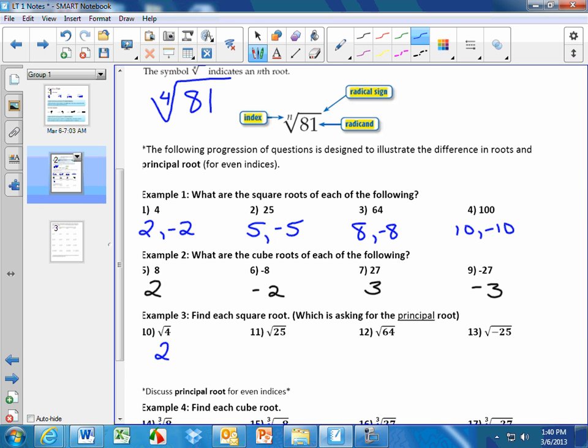Square root of 25, the non-negative, 5. Square root of 64, 8. Now careful, square root of -25. If you look on your list, there's nothing that will multiply by itself and give you -25. This goes back to what we knew before. You can't have a negative under a square root. So it would have been an i answer if we wanted to use i. But in this unit, we're going to stay with no real root.